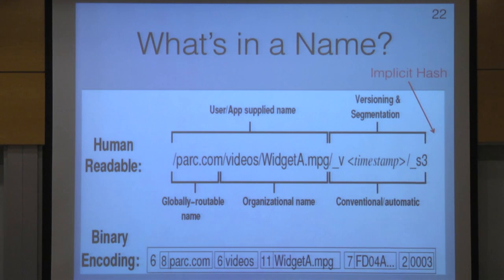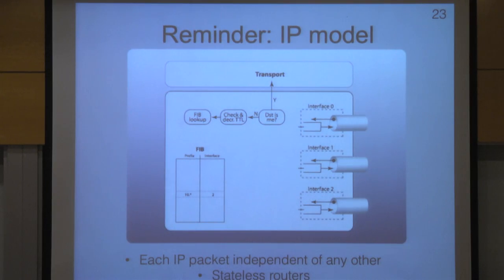Now, just a pointer to later in the talk, you can also refer to an NDN name using its hash. You can take this whole name, and if you know the hash of the content, you can append the hash. So it becomes a kind of self-certifying name of sorts. Just keep that in mind. It's an option if you happen to know the hash of the desired content.